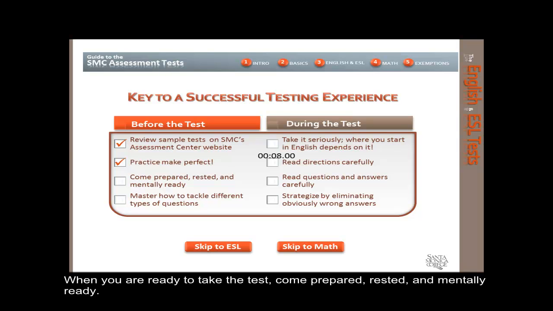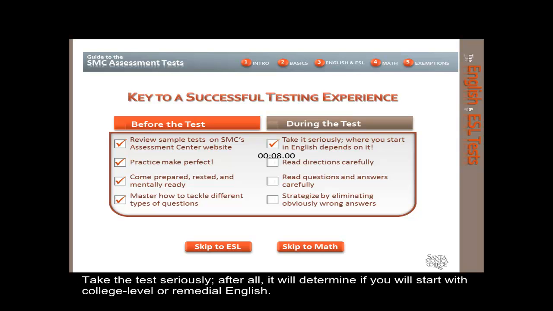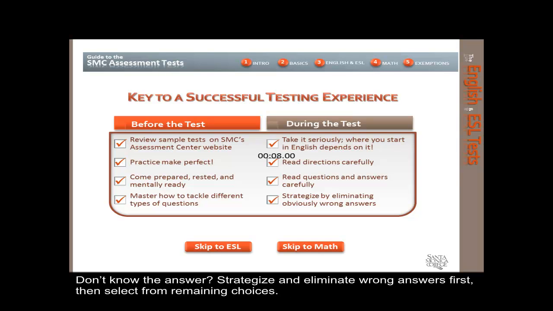When you're ready to take the test, come prepared, rested, and mentally ready. Learn and master how to answer different types of questions, especially when you do not know the answer. Take the test seriously. After all, it will determine if you will start in college level or remedial English. Read the directions for each test carefully. Read each question and answer carefully. Consider all answer choices. Don't know the answer? Strategize and eliminate wrong answers first, then select from the remaining choices.